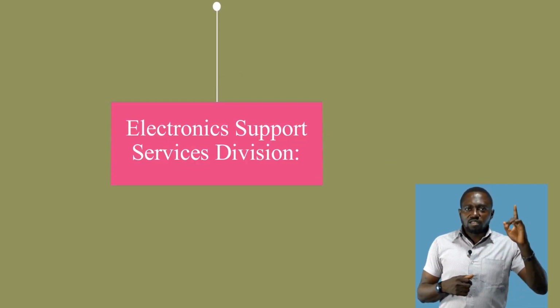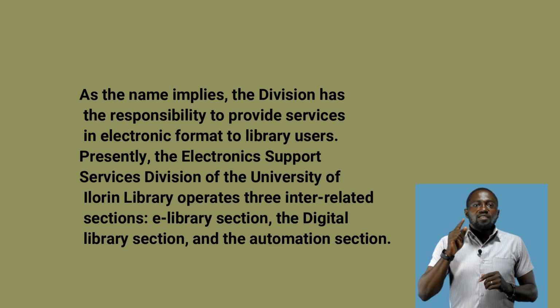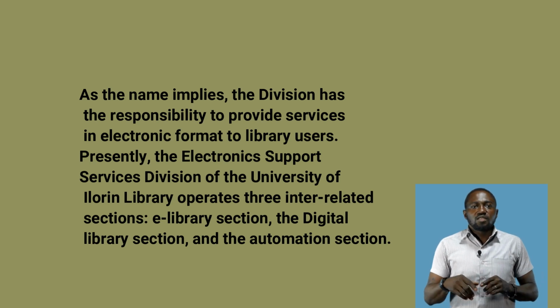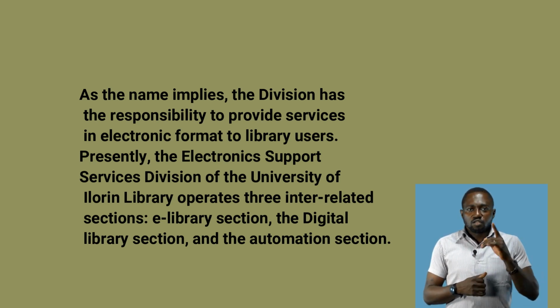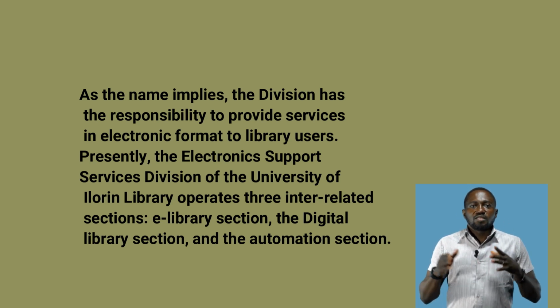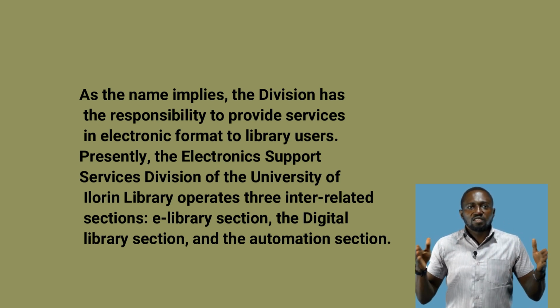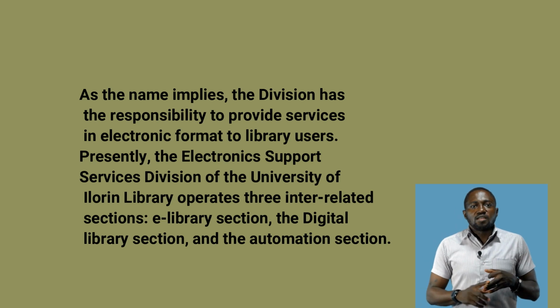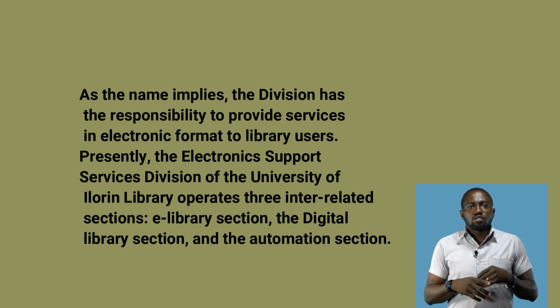Electronic Services Division. As the name implies, the division has the responsibility to provide services in electronic formats to library users. Presently, the Electronic Support Services Division of the University of Ilorin Library operates 3 interrelated sections: the e-library section, the digital library section, and the automation section.